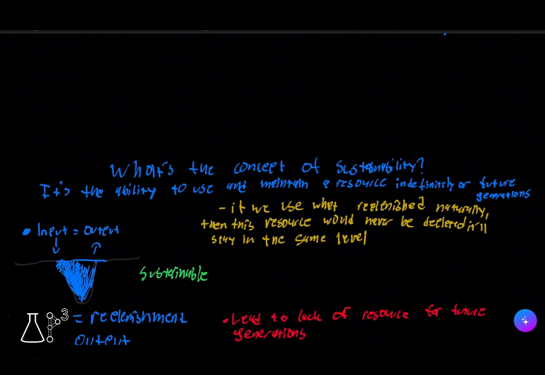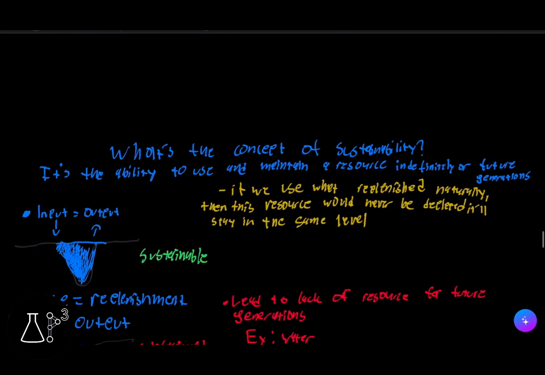As we can see from the first image, we have input equals output, basically meaning that the use of the resource is going to equal the replenishment of the resource. So it's going to be sustainable. If we use what replenishes naturally, then this resource will never be depleted. It will stay at the same level.